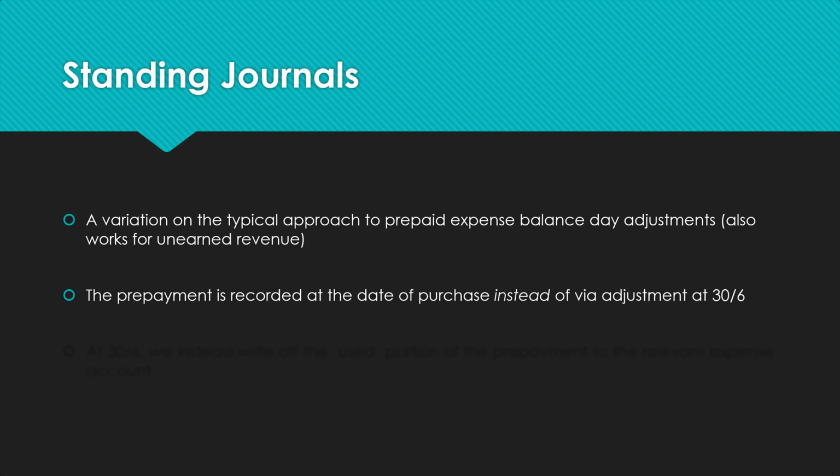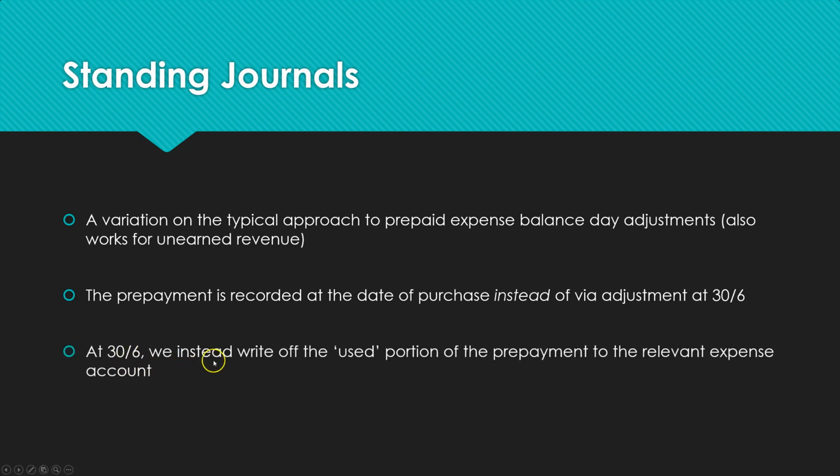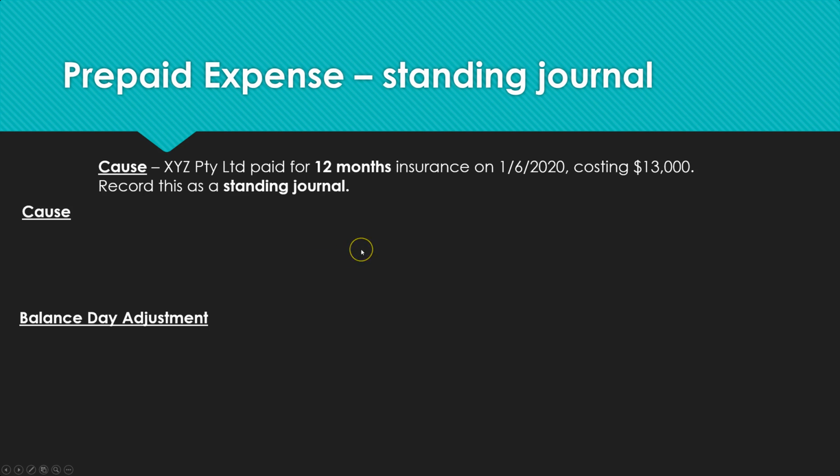Now, the standing journal approach is pretty much the opposite. We're actually going to record everything to the prepaid account. So instead, we're going to record everything to the prepaid amount on the 1st of June, and then on the 30th of June we write off whatever we used to the relevant expense account. Now, it's one thing to verbally talk about it. It's going to be much better if we have a look at it on the screen.